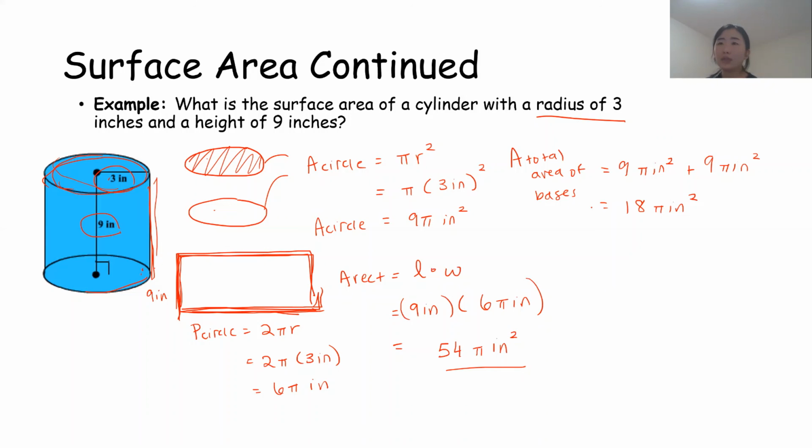In order to get the full surface area, we now add all these together. The area of both bases is 18 pi inches squared, and the area of the rectangle that wraps around the cylinder is 54 pi inches squared. So that equals 72 pi inches squared as the total surface area of this entire cylinder.